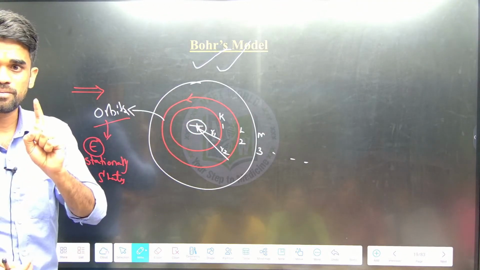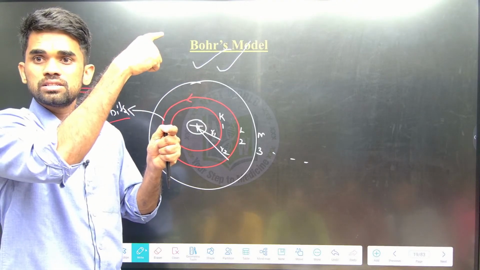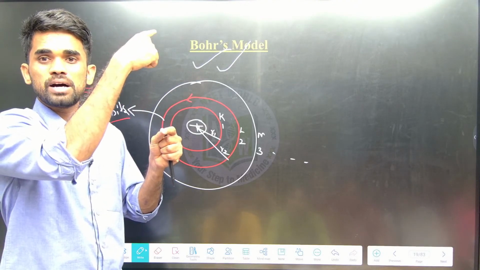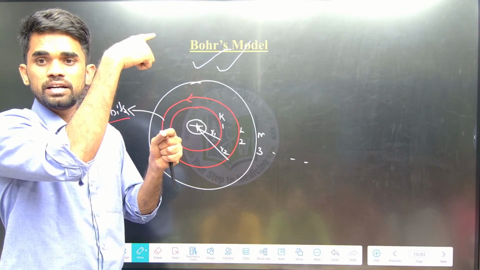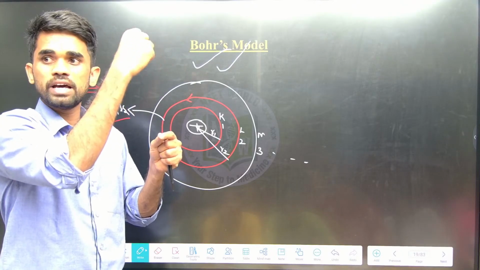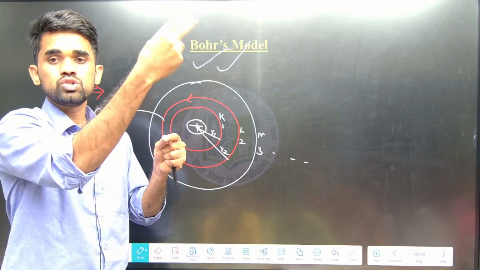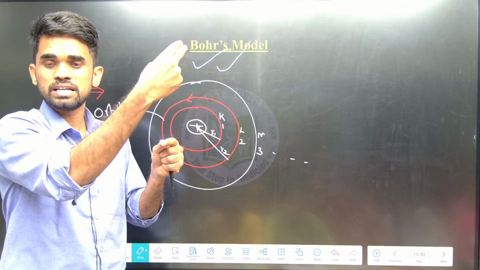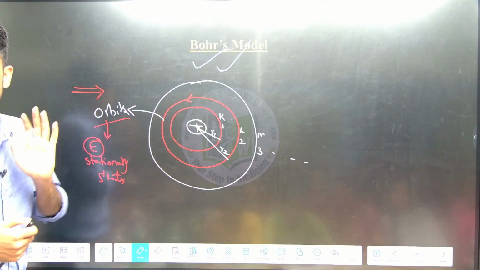First point: electrons are revolving around the nucleus in circular paths called orbits. Orbits have fixed energies and fixed radii, therefore they are called stationary. They are represented with numbers 1, 2, 3, 4 or K, L, M, N, and those are called shells. These numbers are called principal quantum numbers, as we discussed.